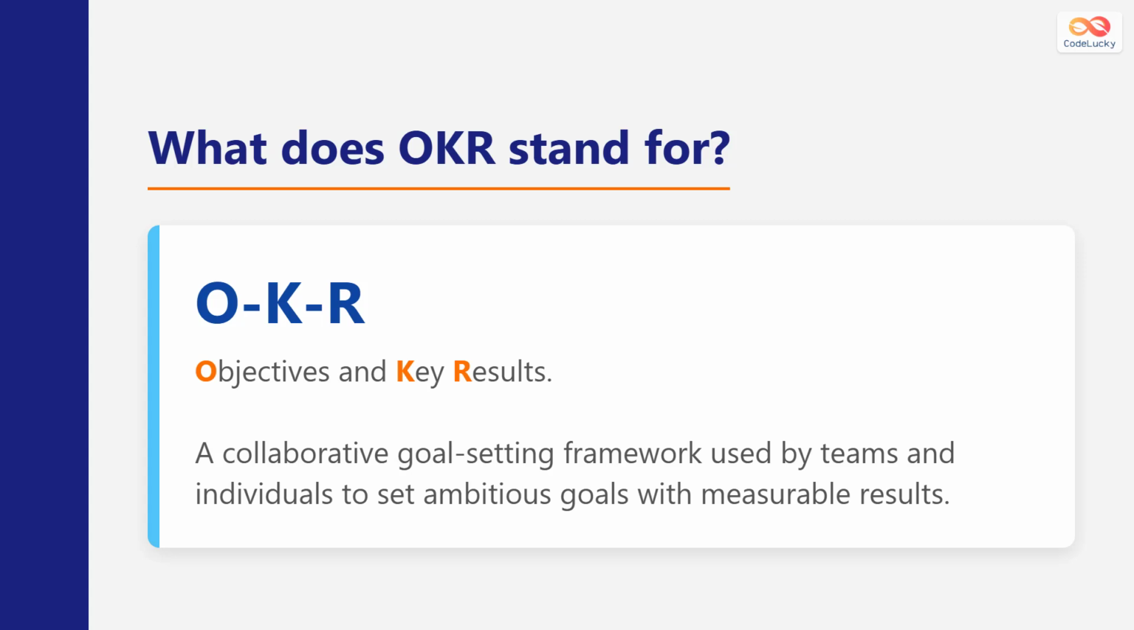First, the definition. OKR stands for Objectives and Key Results. It is a collaborative goal-setting protocol for teams and individuals. It helps you set ambitious goals and, more importantly, track them with measurable results to ensure you are actually making progress.